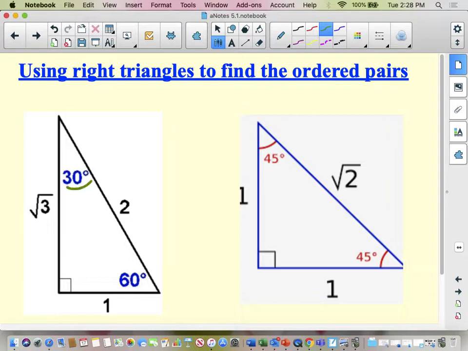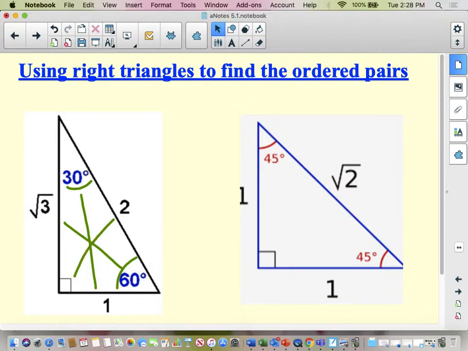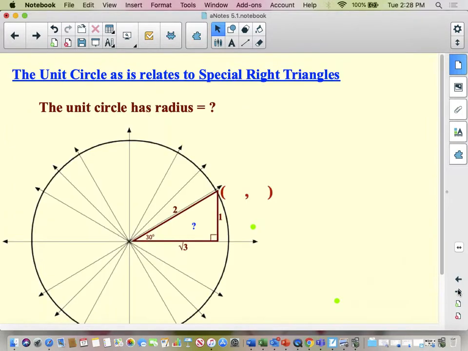But notice your 30, 60, 90, for example. Opposite of your smallest angle is your smallest side. Opposite of your middle angle is your middle length side. And opposite of your 90 biggest angle is your biggest side. So just kind of reminding you where those stem from. Same goes with the 45, 45. Those ratios are 1, 1, and square root of 2.